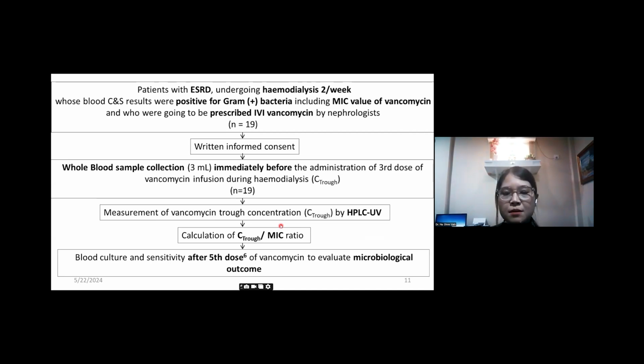3 ml whole blood sample was collected immediately before administration of the dose of vancomycin infusion during hemodialysis, that is the steady state concentration. Then vancomycin trough plasma concentration was measured from that sample using the HPLC-UV method. Then C-trough MIC ratio was calculated. Microbiological outcome was evaluated by the blood culture and sensitivity test after completion of the fifth dose of vancomycin according to IDSA guidelines.